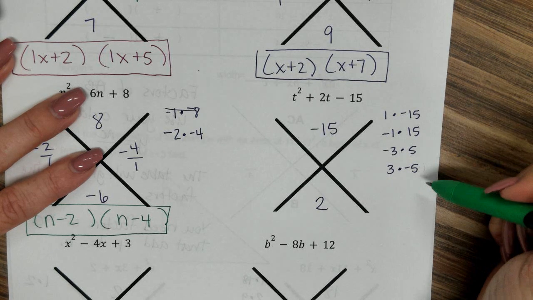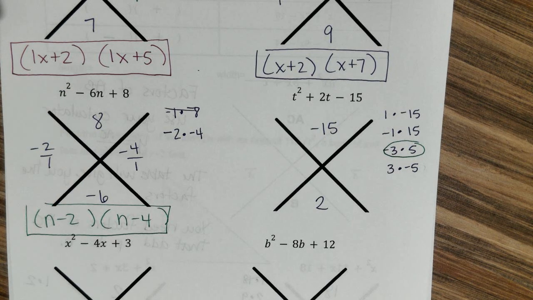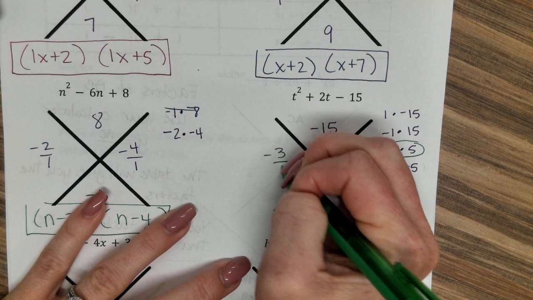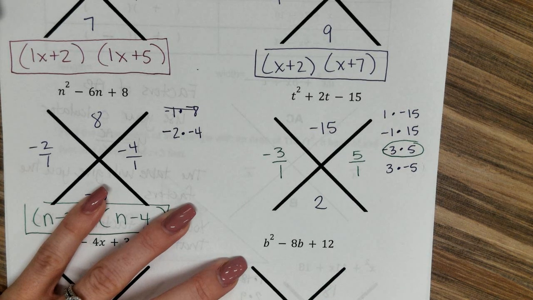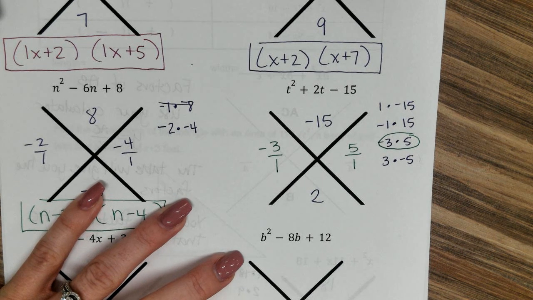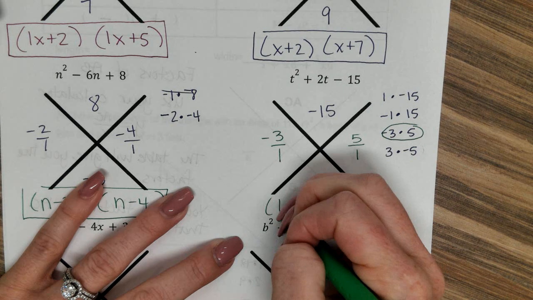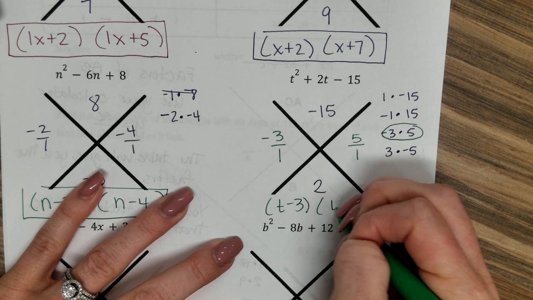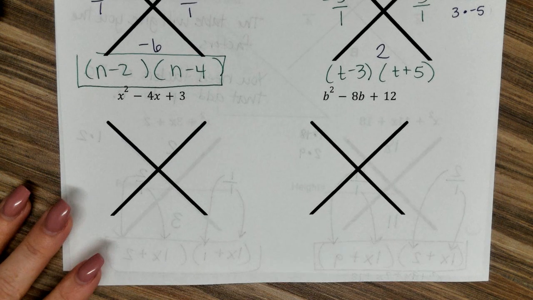Which one? This one. So that's going to be the one I use. So I have negative 3 over A and 5 over A. If you put the negative with the 5, you will not get it correct. So I have t minus 3 and t plus 5. Okay, I want you to try the last two on your own.